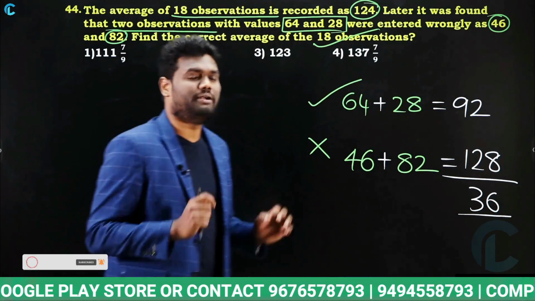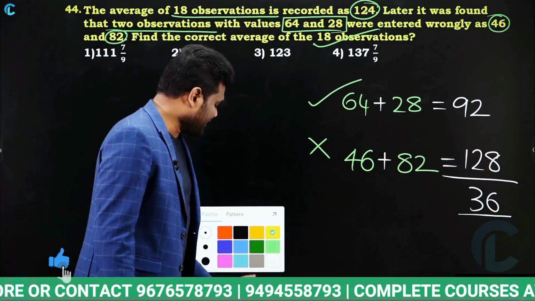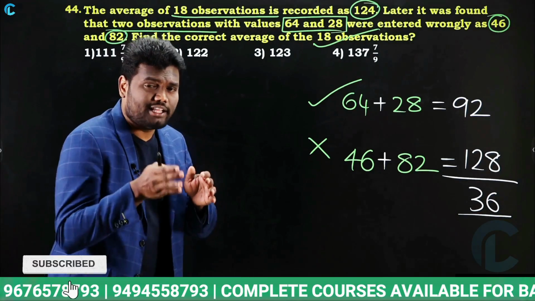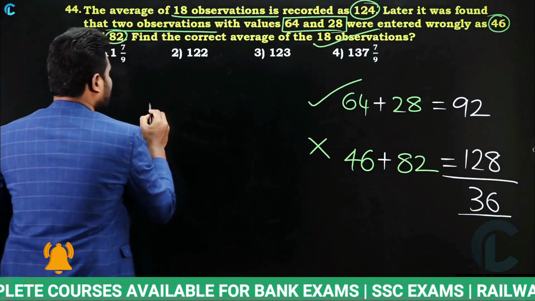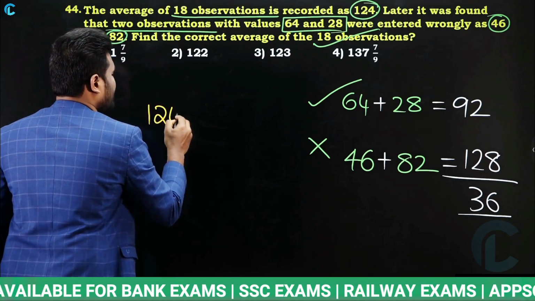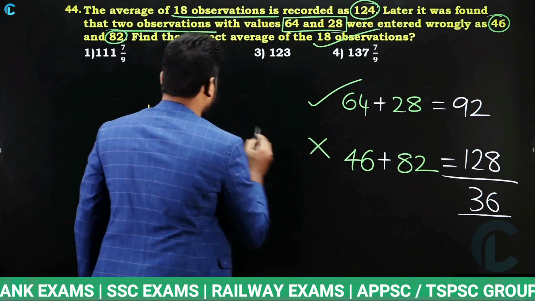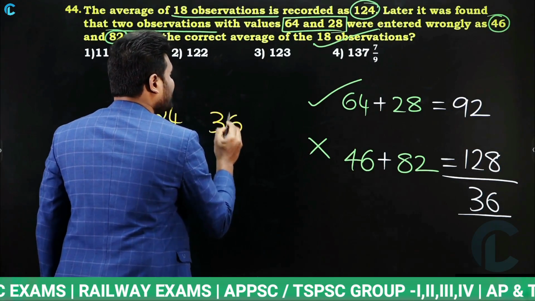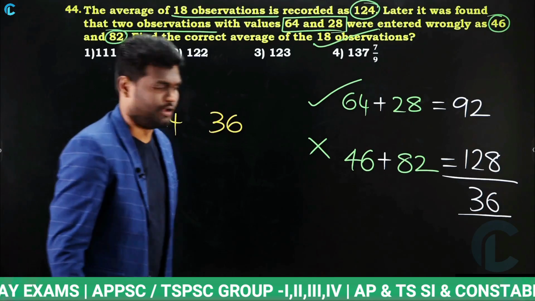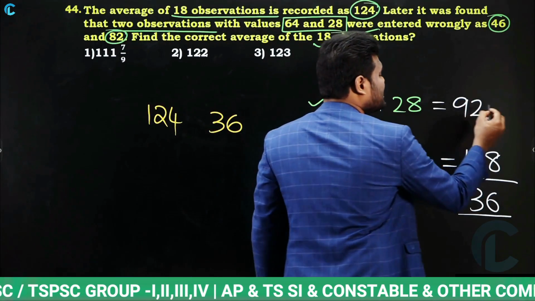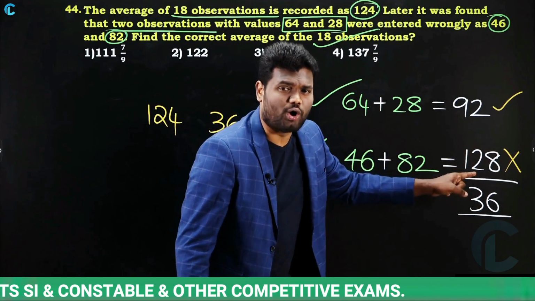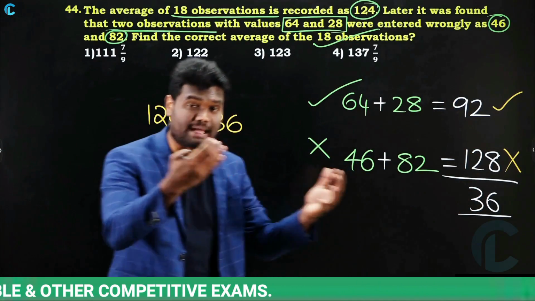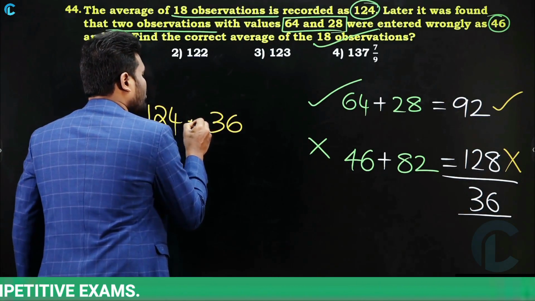Which means the difference between the numbers is 36. If the difference is 36, what I told you, either you need to add or you need to subtract. Yes or no? Actual average is 124. As you got 36 as the difference, write that 36. When to add, when to subtract, I have already told you. In this, if you observe here, this is the right value, this is the wrong value. As the wrong value is more than the right value, you need to subtract it. So you're going to subtract.